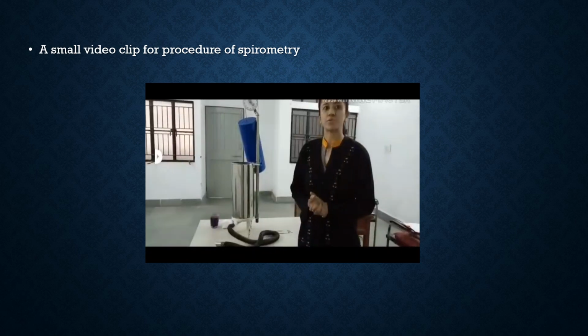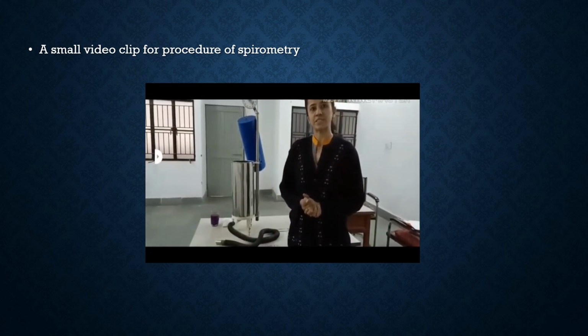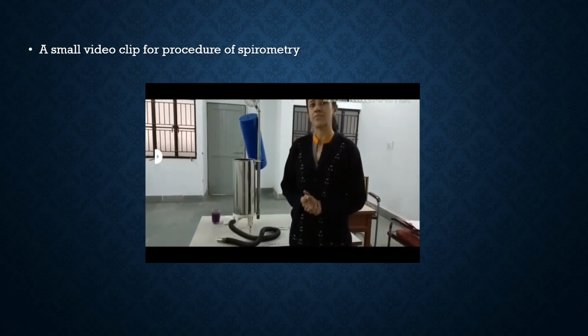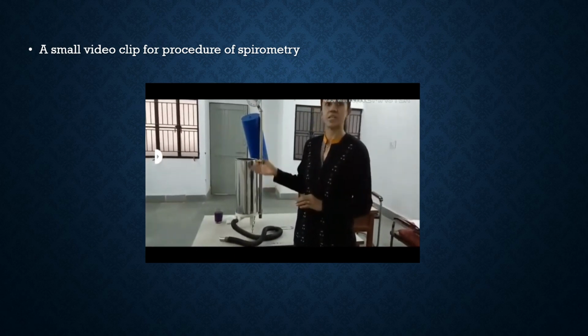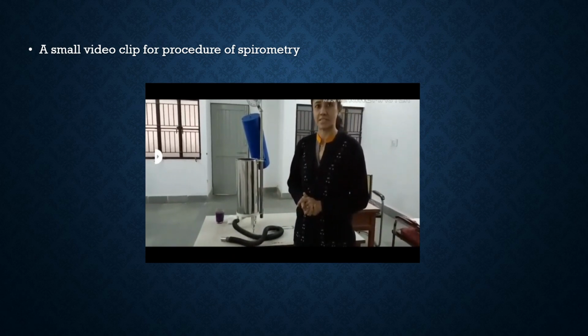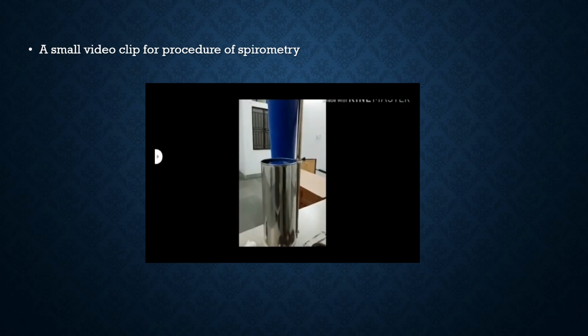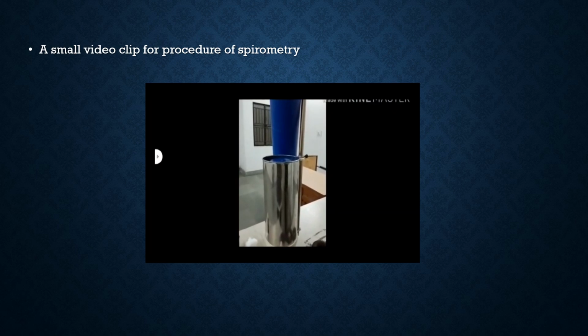We will discuss spirometry. Spirometry is the method for measurement of lung volumes and capacities. Here we use the Hutchinson spirometer to measure lung volumes and capacities. Starting with the instrument description. Spirometer is an instrument used routinely in physiological and clinical studies for the determination of lung volumes and capacities.